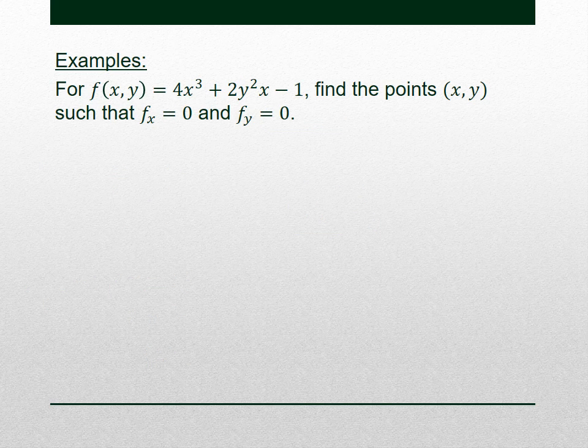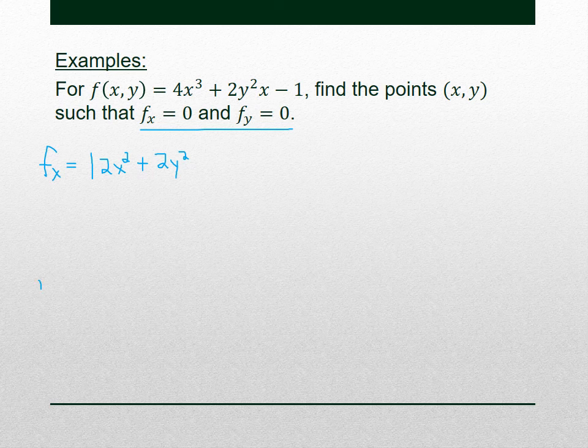All right, let's try a different guy, a different function. Still want to find the points x comma y so that fx is 0 and fy is 0. So again, to do that, we'll first need to find the partial with respect to x. So what do we get? 4x cubed with respect to x is 12x squared. Then plus 2y squared x, we treat the y squared as a constant. So 2y squared is the constant out front of the x, so when you take the derivative, that's all you're left with. And we've got a minus 1 that's going to go away when we take the partial derivative.